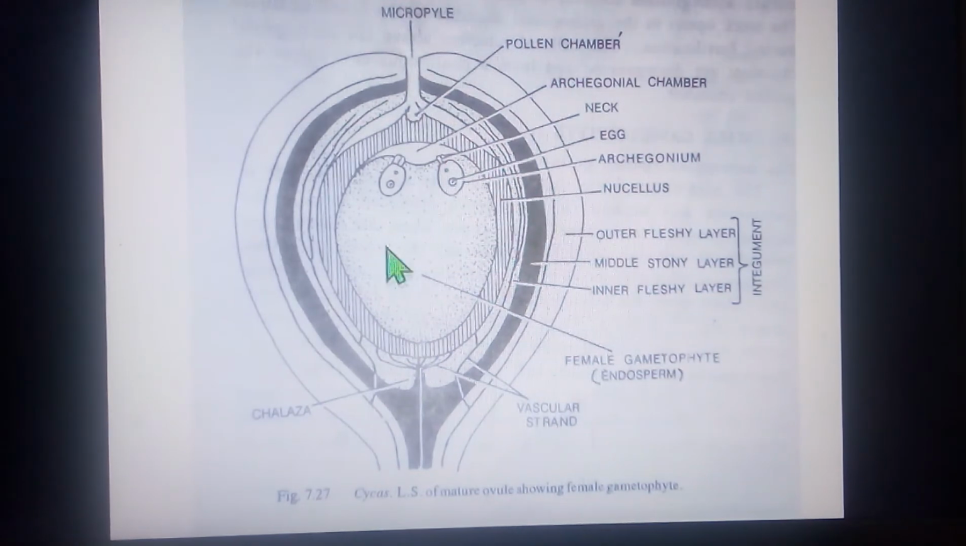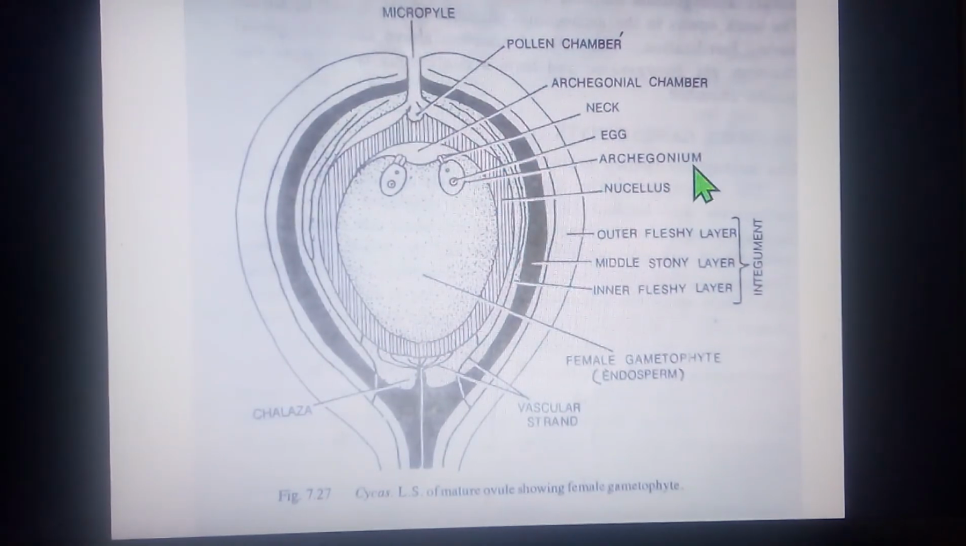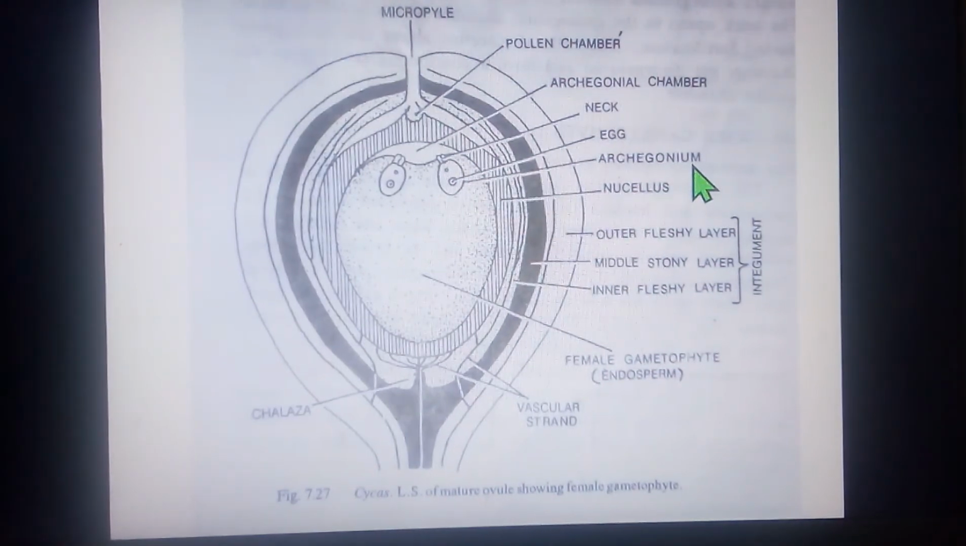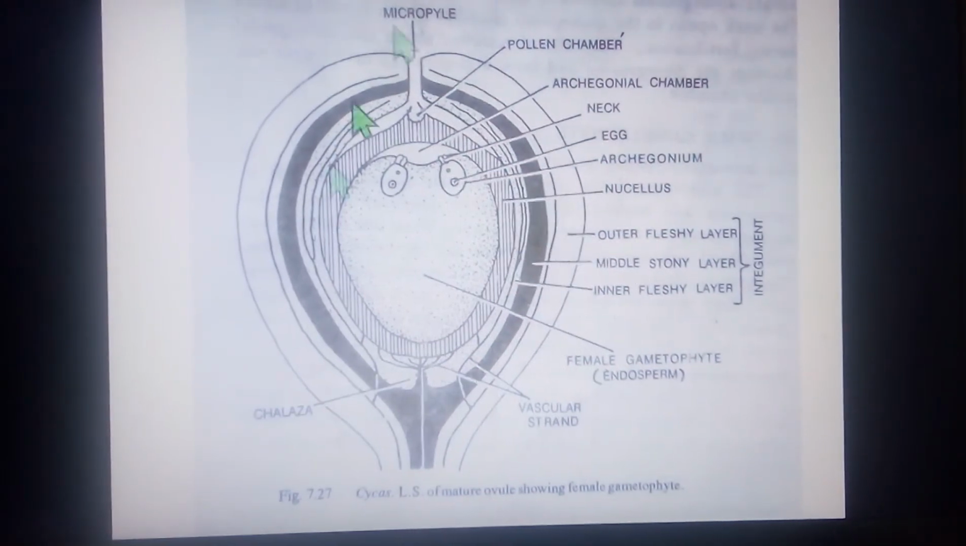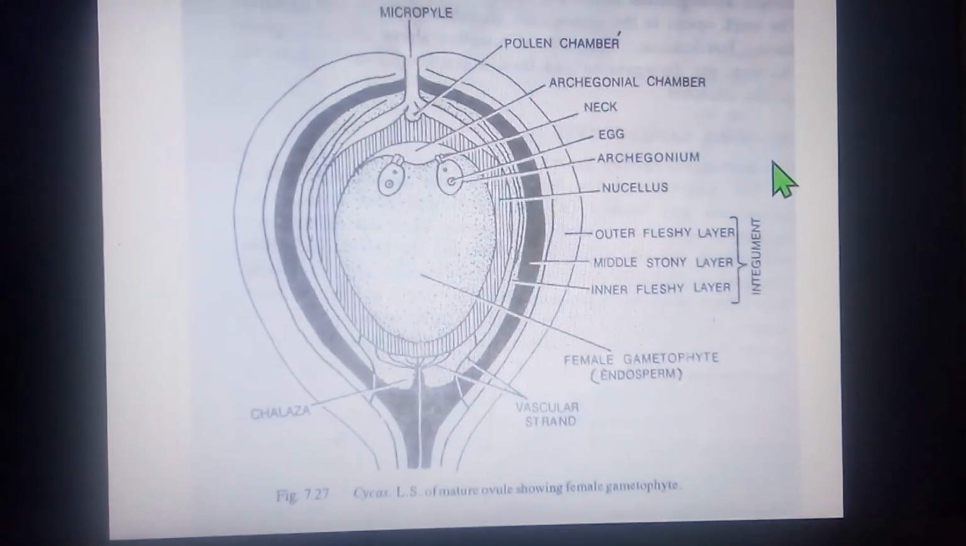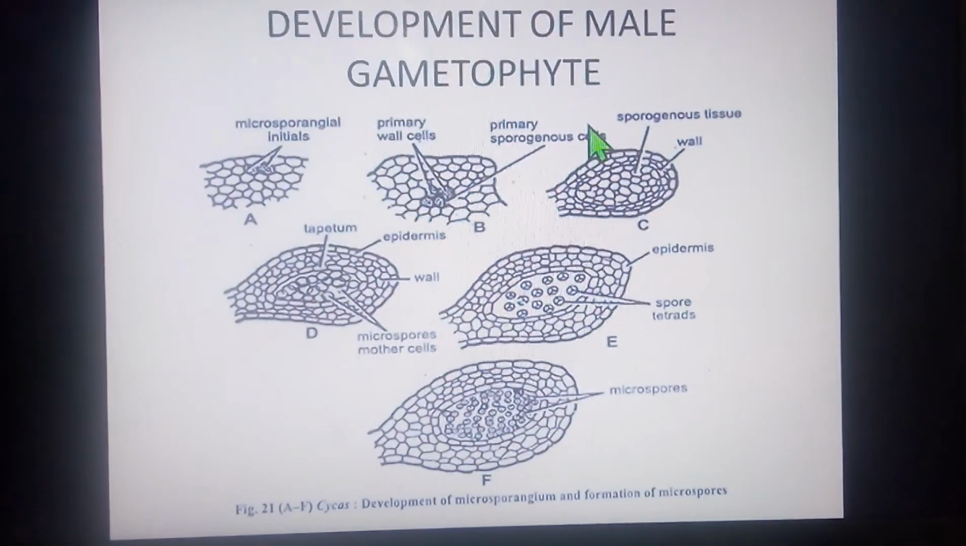Okay, so next we will take a look at the development of the male gametophyte. One thing I want to tell you is that the male gametophyte, we already studied, develops inside the microsporangium and inside the pollen chamber, that is inside the ovule. So here, this is the development of the male gametophyte.